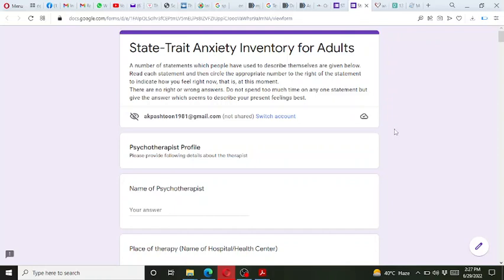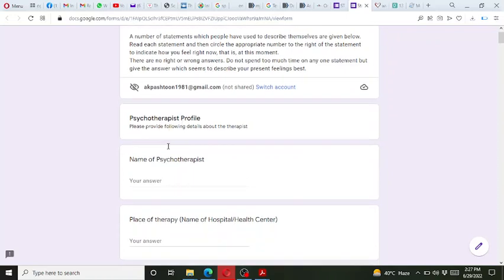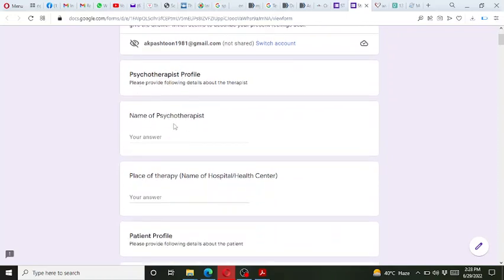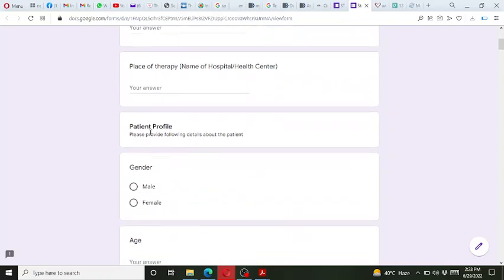So here, as usual, you can see we have done a slight modification with the inventory, but no modifications were made in the original items, rather only the demographic profile of the therapist and the respondent have been added. So here you can see information about the psychotherapist, and here the information about the patient, the person who is going to receive treatment.